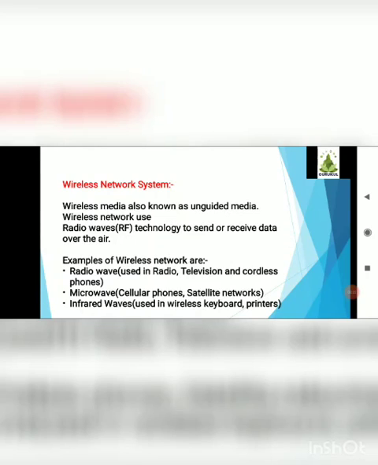Next it comes to microwave. Microwave is used in satellite network systems and in cellular phones. Nowadays we are using mobile phones where the whole network system is connected by using microwave technology. Next it comes to infrared waves, used in wireless keyboards and printers. Nowadays kids, in most places we are using wireless keyboards, wireless printers, wireless speakers and wireless mouse. All the devices are connected to the main computer system by using these infrared waves, where no wires are there. We can move the devices from one place to another, or easily carry them with us. So this is the wireless network system.